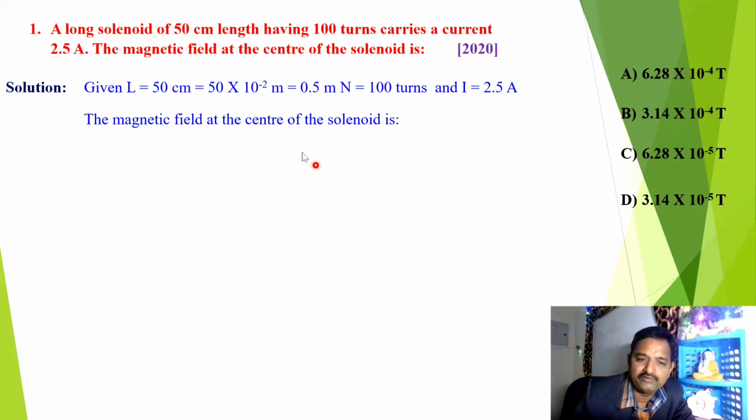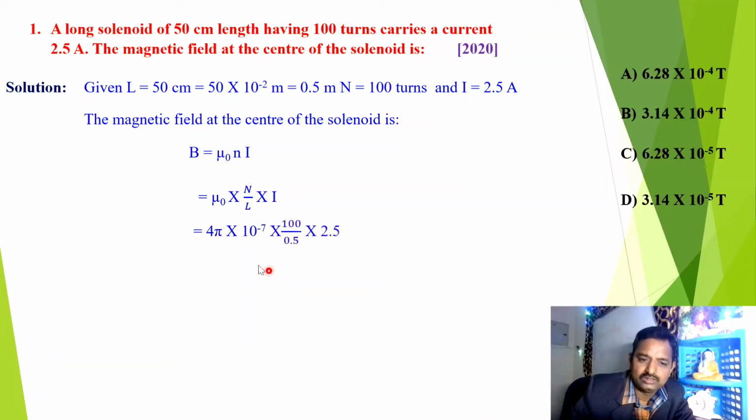So the formula for magnetic field at the center of the solenoid is B is equal to mu naught n i, where mu naught means permeability of free space, n means number of turns per unit length, i means current. Here in the place of small n, I will write capital N by capital L. In the place of mu naught, I will write 4 pi into 10 power minus 7. In the place of N, I will substitute 100, and in the place of L, I will write 0.5. In the place of I, I will substitute 2.5 ampere.